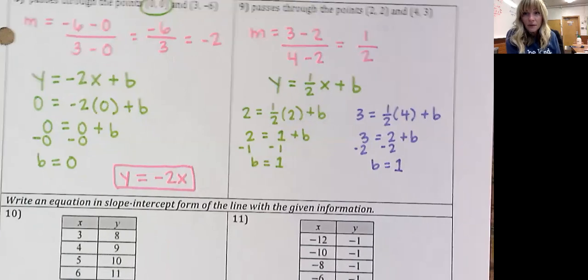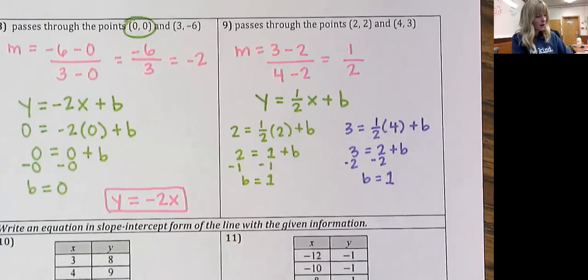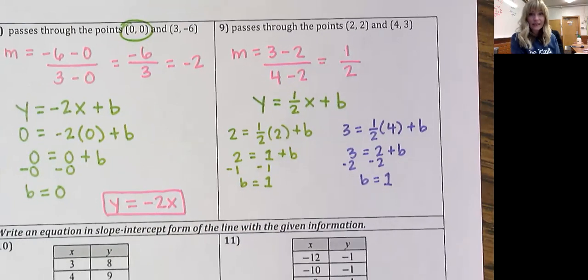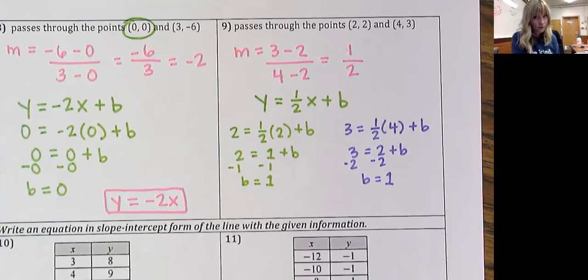All right, I'm going to show you something here just for the sake of recognizing what's going on. I don't know which point you picked, but the fact is it doesn't matter because they're both solutions to this equation. So either one will get you to the correct b value.